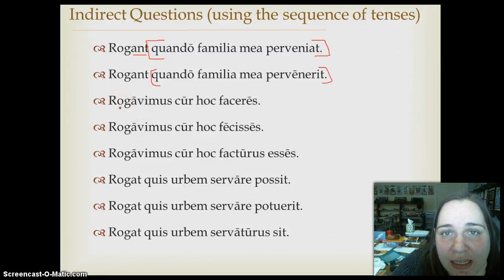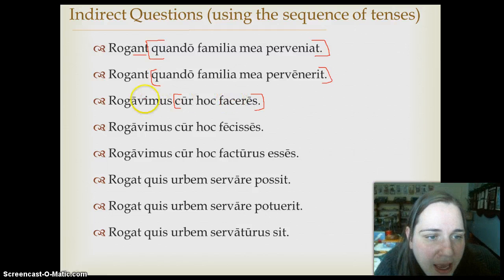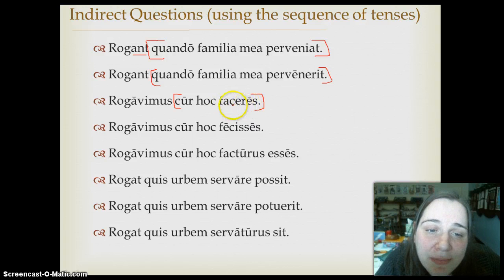Now, let's change the tense of our main verb to the perfect. Rogavimus cur hoc faceres, okay? So our subjunctive subordinate clause is cur hoc faceres, our indirect question. We have the perfect indicative, which means that our subjunctive verb can only be the imperfect or the pluperfect. And here's the imperfect. So this imperfect subjunctive is telling us that this faceres happens at the same time as rogavimus, okay? So we asked why you did this, okay?